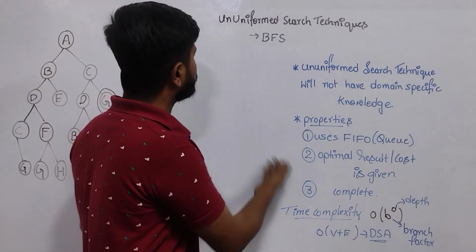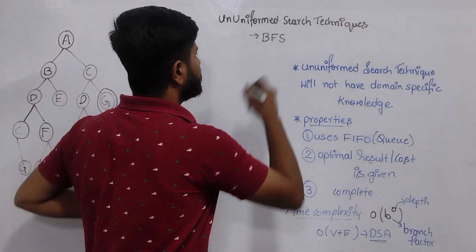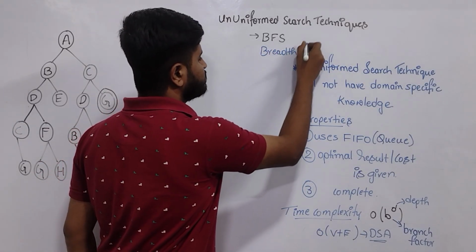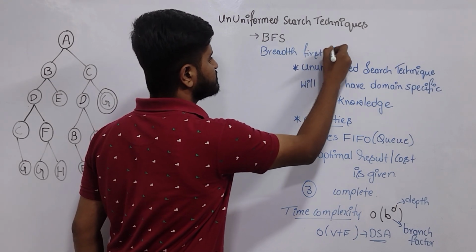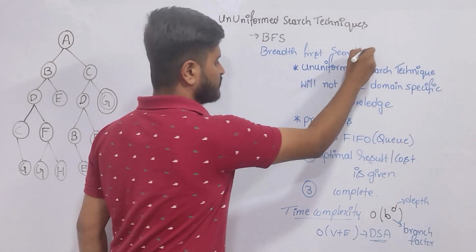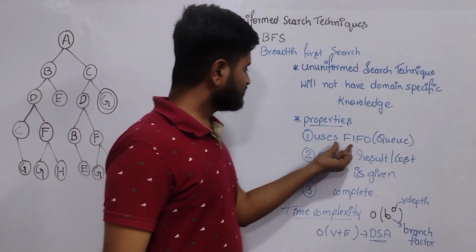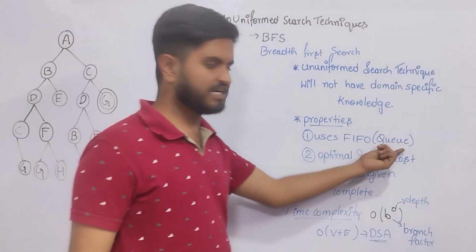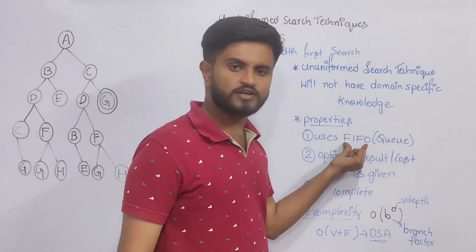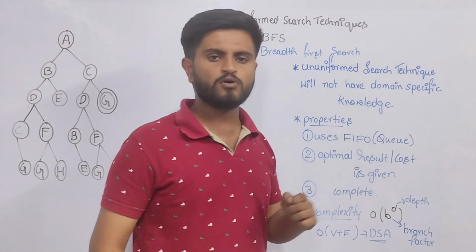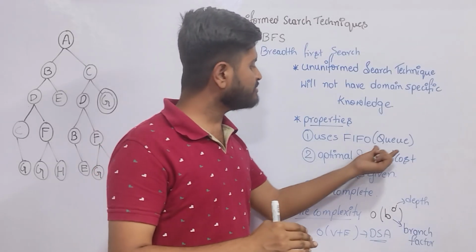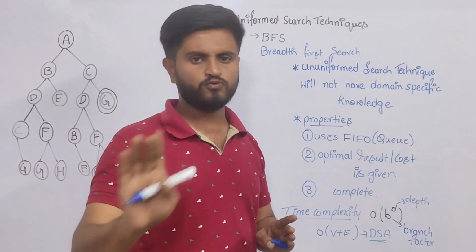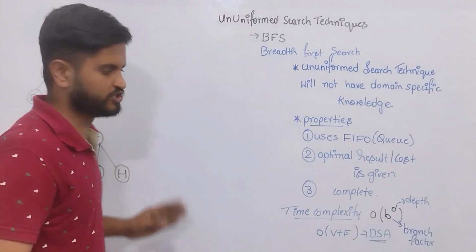Now let's see the properties of BFS, that is the breadth first search algorithm. It uses the FIFO queue data structure. So it will be using the queue data structure and it will follow the FIFO algorithm. What is FIFO? First in, first out. Whoever enters the queue first will be removed from the queue first. I will show this in the question.